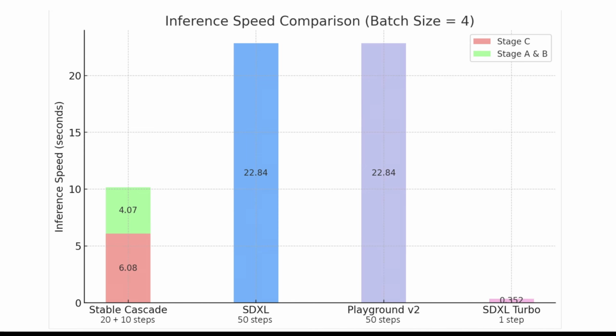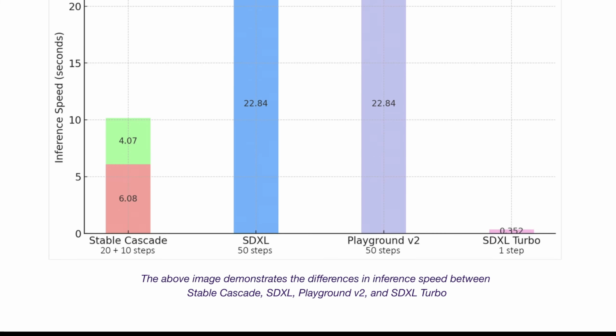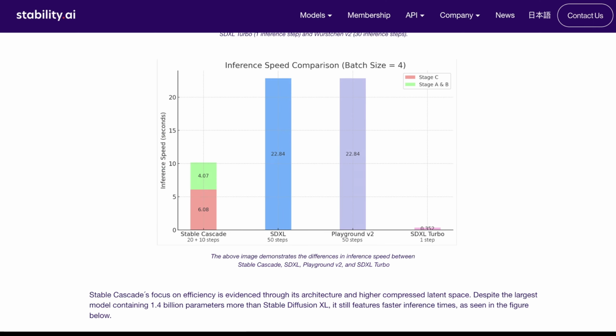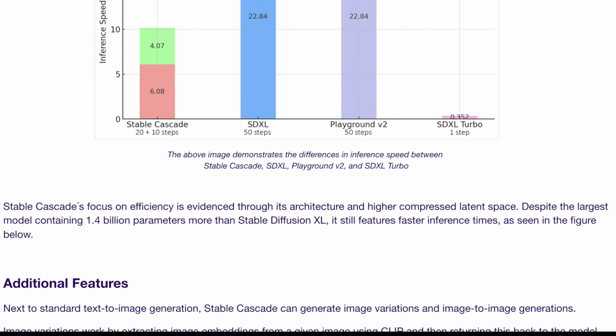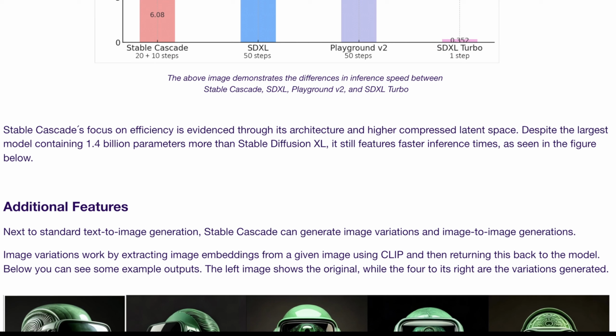Stable Cascade takes about half the time in terms of raw inference, and I wouldn't be surprised if we get pretty close to what SDXL Turbo can do. The researchers at Stability AI aren't too shy about this. They say Stable Cascade's focus on efficiency is evidenced through its architecture and higher compressed latent space. Again, the huge speed up here is totally based around how latent space is being accessed and represented in memory. Despite the largest model containing 1.4 billion parameters more than Stable Diffusion XL, it still features faster inference times, as seen in the figure below.